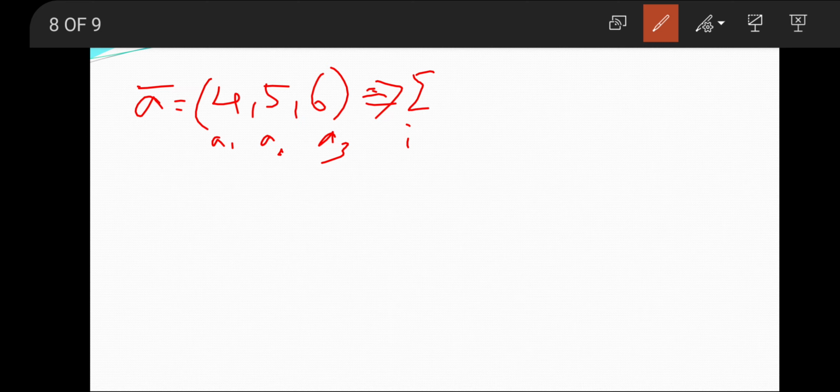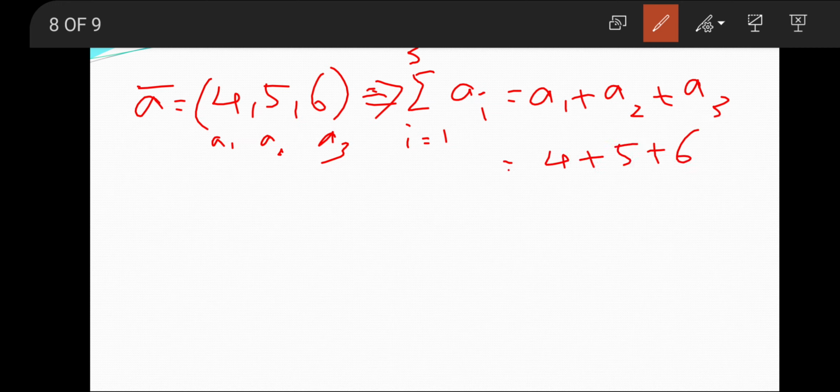Summation i equal to 1 to 3, a_i. So the summation of a_i up to i value 3, we can write it as a1 plus a2 plus a3, which means 4 plus 5 plus 6 equal to 15. So this is the representation of the summation.